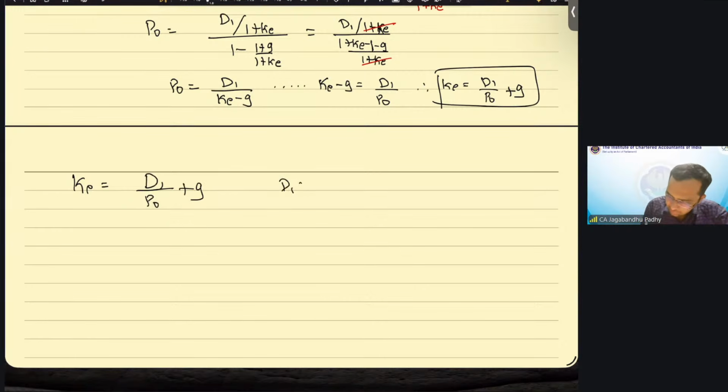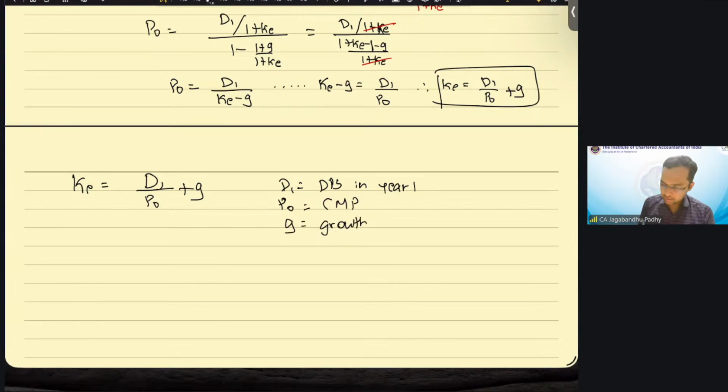Now what is D1? D1 is the dividend per share in year one, or the dividend that you get after a year. P0 is the current market price of the share, and G is the growth rate in the share.